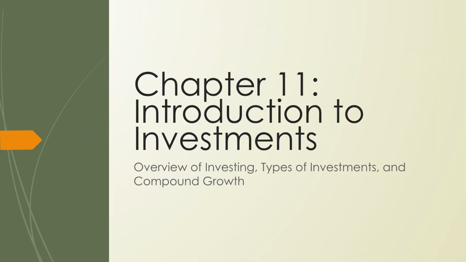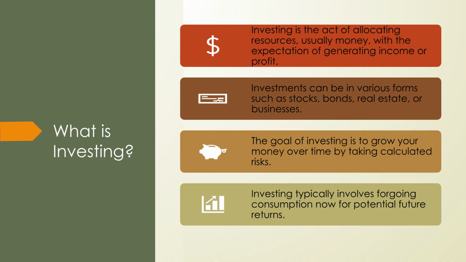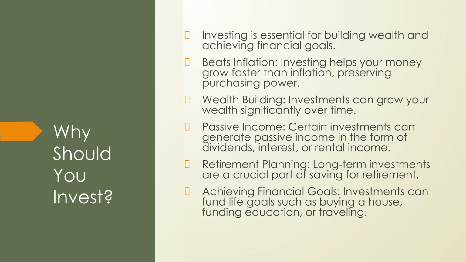Chapter 11 provides an introduction to investments. We'll cover an overview of investing, different types of investments, and the powerful concept of compound growth. Investing is allocating resources, usually money, to generate income or profit. The goal is to grow your money over time by taking calculated risks, often by foregoing consumption now for potential future returns. You should invest because it is essential for wealth building and achieving financial goals.